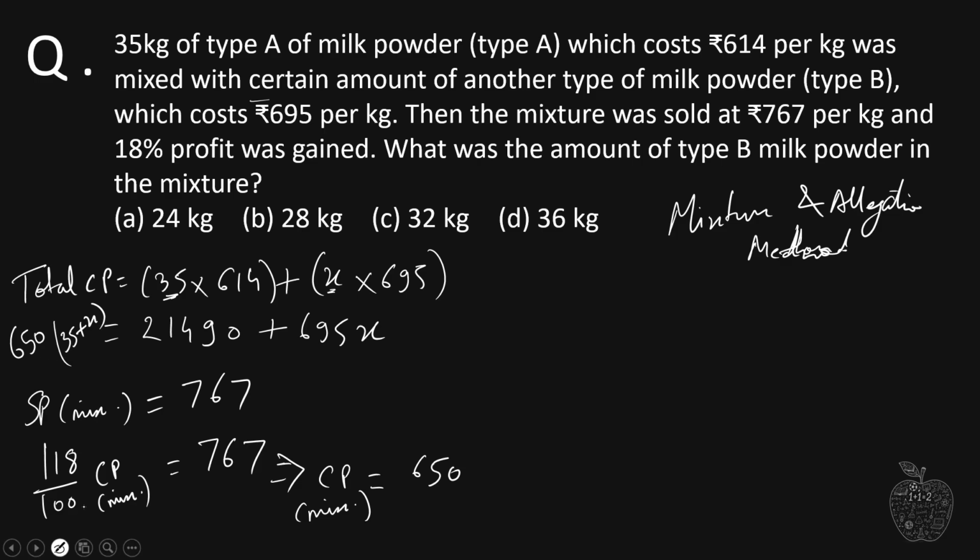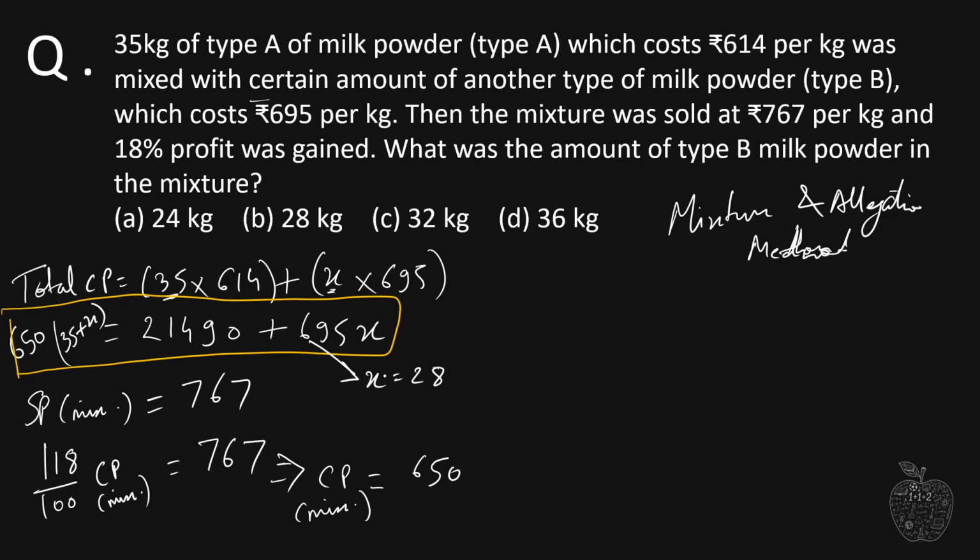Now we have got this equation. Upon solving this, we multiply 650 into 35 plus 650x is equal to this, and you know how to calculate this, it's basic stuff. And upon calculating, we get x is equal to 28. Okay, so option B will be the correct one. And as you have seen, there are a lot of calculations in this method. But if we go by the mixture and alligation method, right?